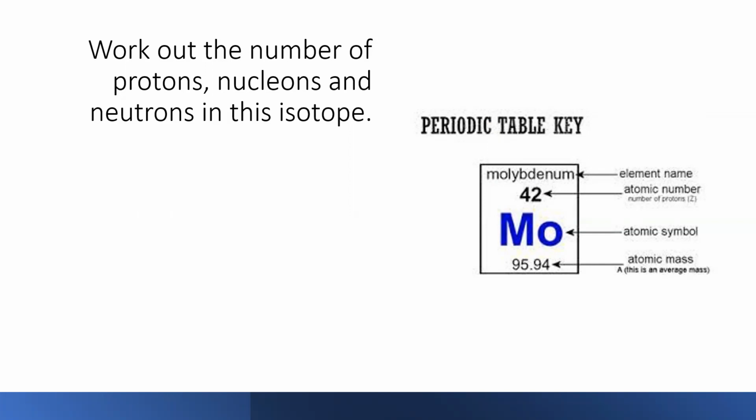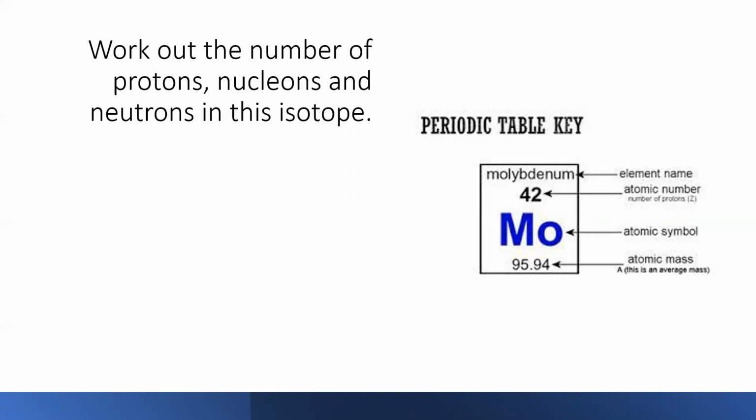We have to find out the number of protons, nucleons, and the number of neutrons in this isotope. Nucleons are both protons and neutrons. By just looking at it, I can tell you that the number of protons is the atomic number, therefore it's 42. Atomic mass is the total number of protons plus neutrons, so 95 is the number of nucleons. I'm just rounding it off.